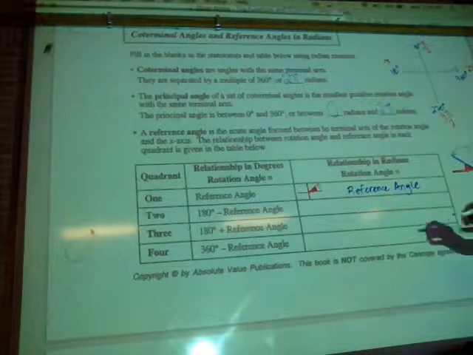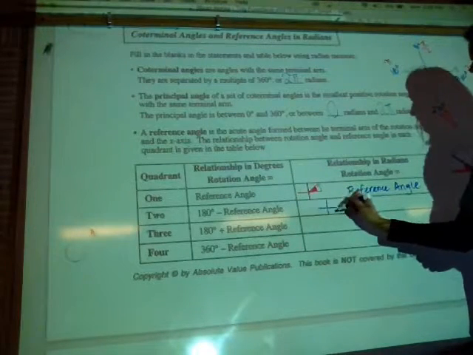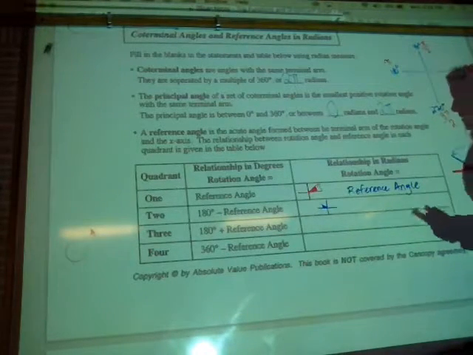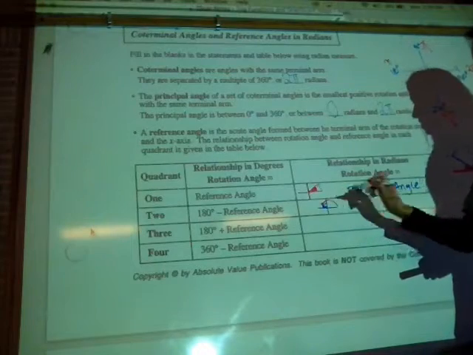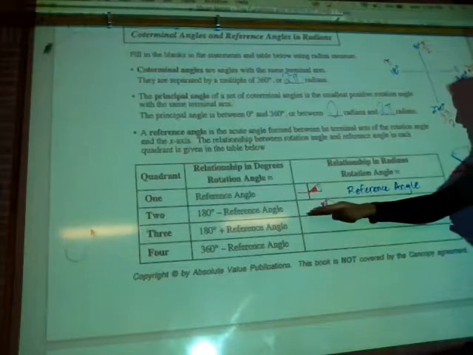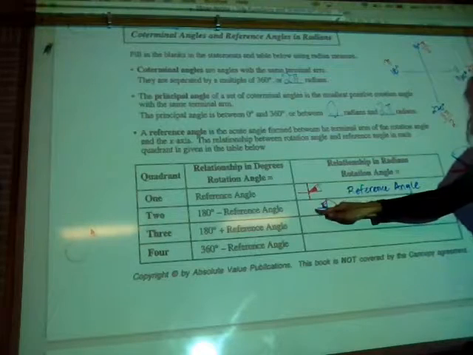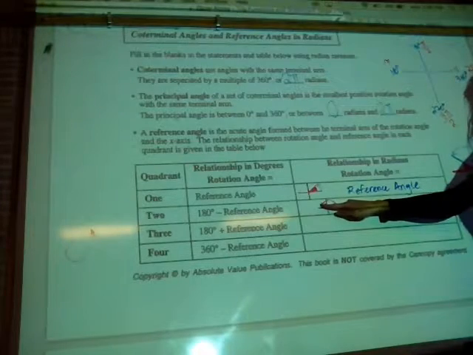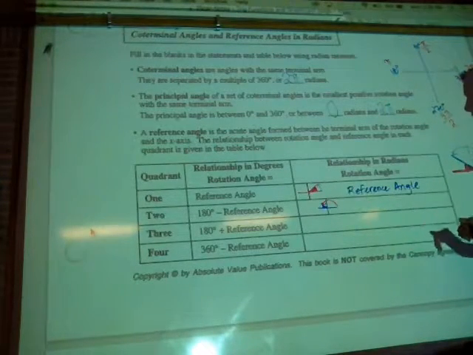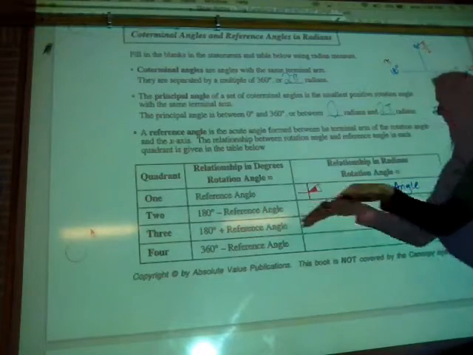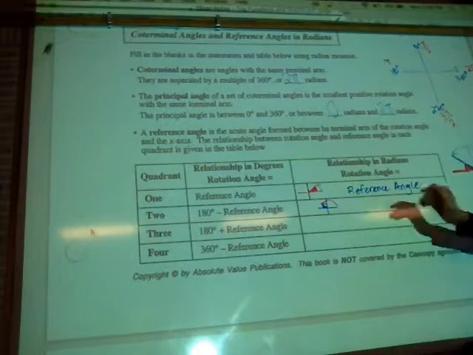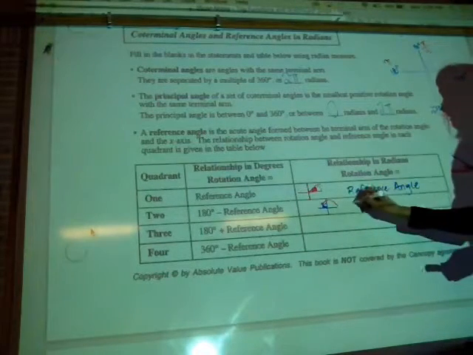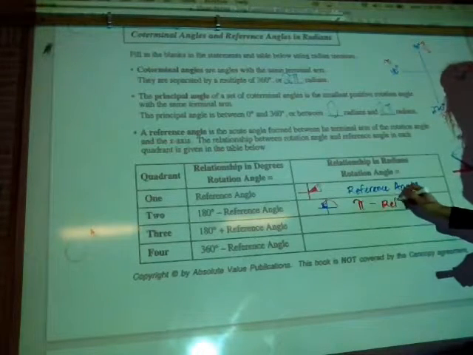In quadrant 2, okay, your reference angle would be here. We've got to figure out what that rotation angle would be from 0 to that terminal arm. So your reference point is on the x-axis. That's 180 degrees, right? So if you went 180 degrees and you subtracted that reference angle, you would get the rotation angle. Okay, that's in reference to the degree measurement. How would I write that in radians? So instead of 180, I would use pi. Good. So it's pi minus your reference angle.